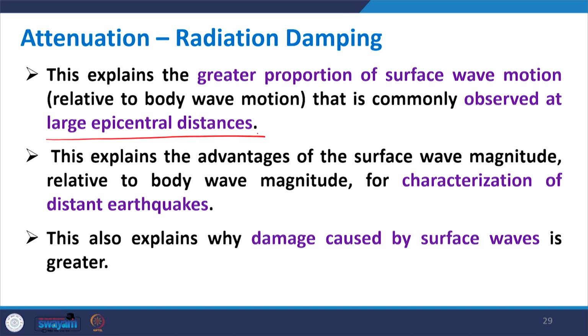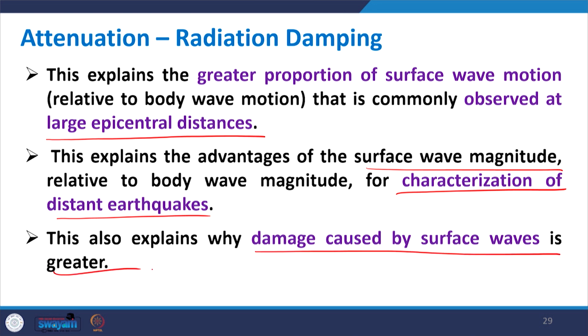That means away from the epicenter, you still feel the amplitude is good. So this explains why we should use the surface wave magnitude rather than body wave magnitude for characterization of distant earthquakes. Suppose an earthquake has occurred at a long distance, it is better to record the surface wave, then we can get some amplitude. In the body waves, it is difficult. Because it still has some amplitude, this also explains why the damage caused by surface waves is greater, because the rate of attenuation for surface waves is slower than for body waves.